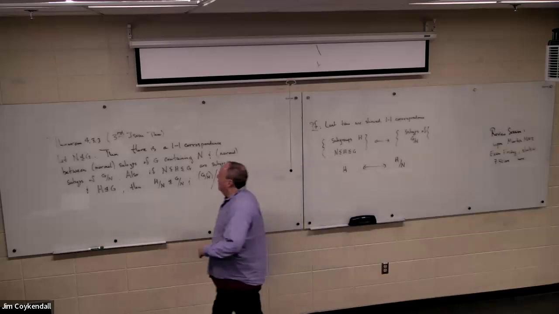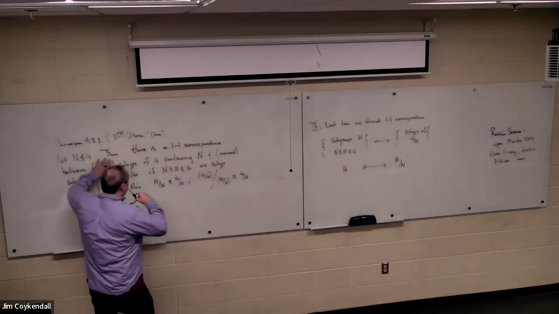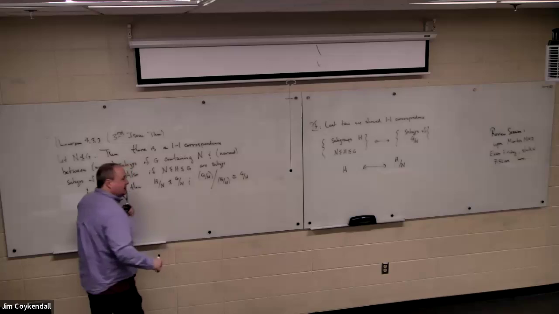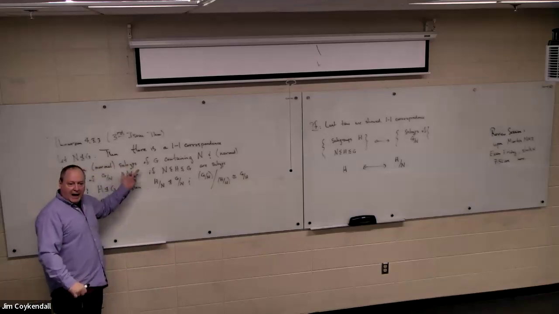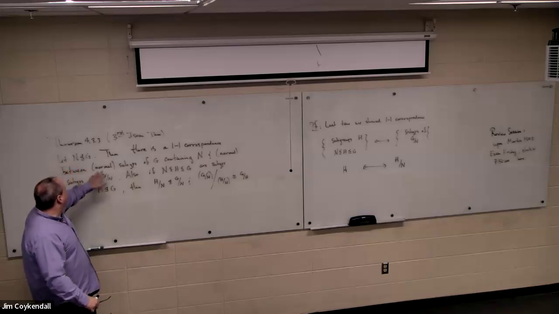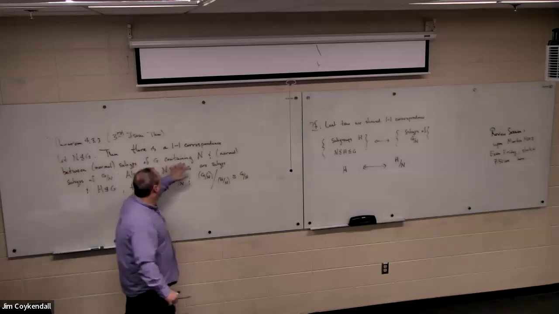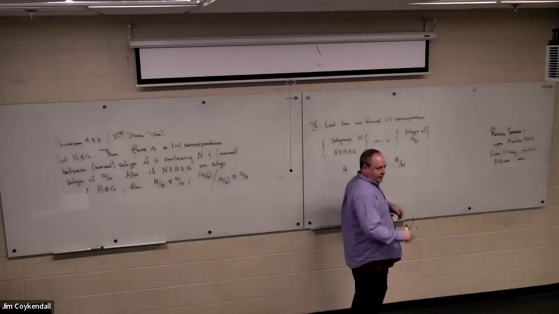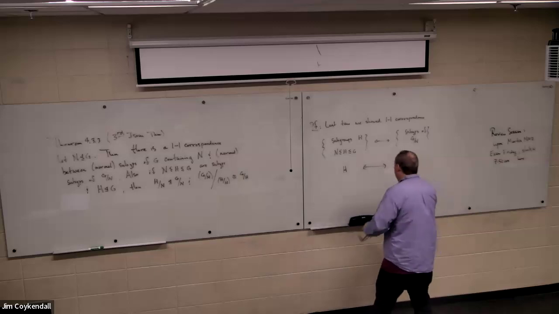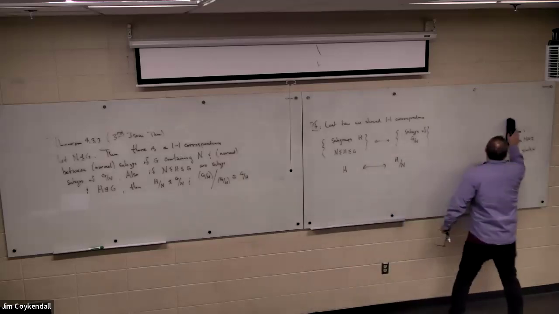So we've got this first statement without the normals. What I want to do now is show that this holds up when I apply the adjective normal. That is to say, if you have a normal subgroup of G containing N, then that gives you a normal subgroup here and vice versa. Right? Well, so let's look into that.